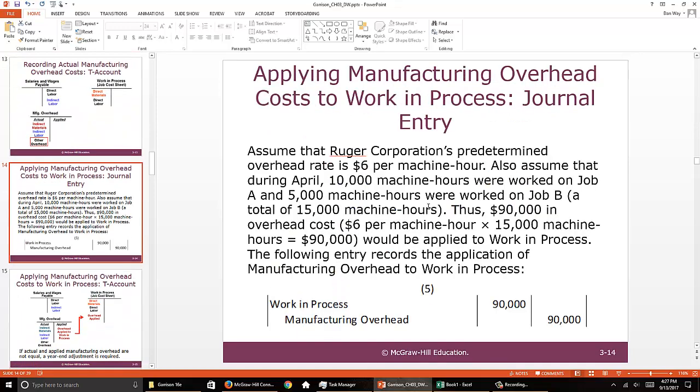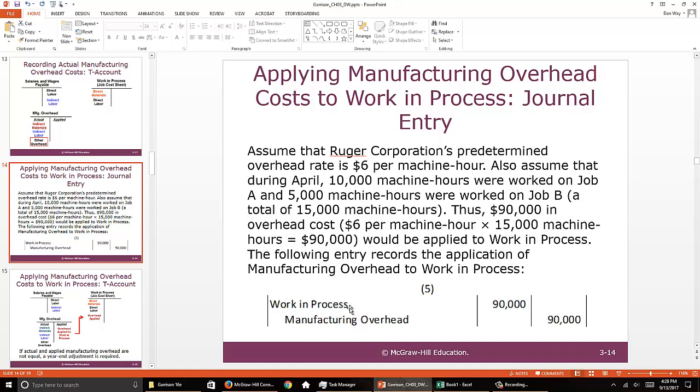Now let's apply some overhead to work in process. So let's assume that Ruger's predetermined overhead rate is $6 per machine hour. We're also going to assume that during April, 10,000 hours were worked on job A, 5,000 were worked on job B, so a total of 15,000 hours. Therefore, we have $90,000 in overhead cost, 6 times 15,000, to be applied to work in process. So we would record one entry to indicate that application of overhead.